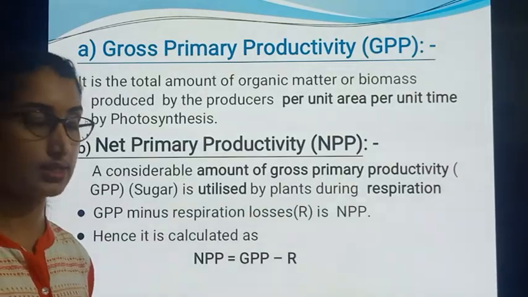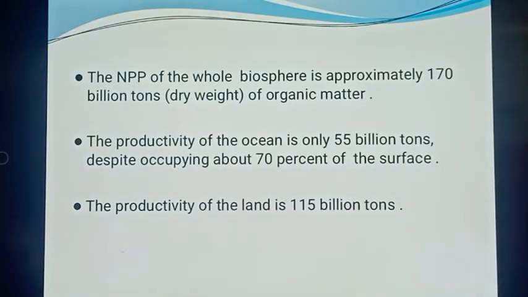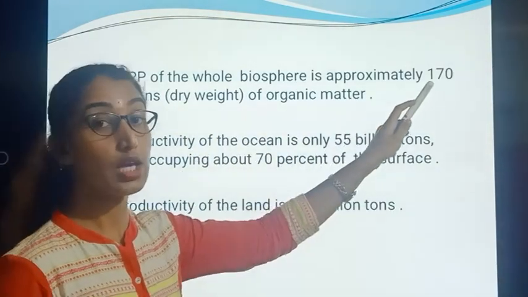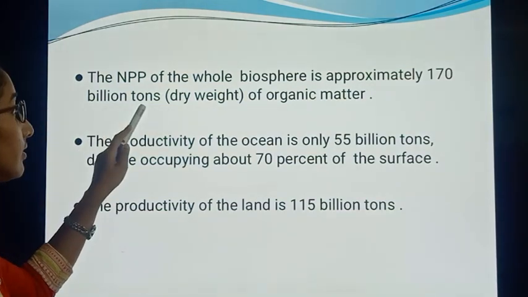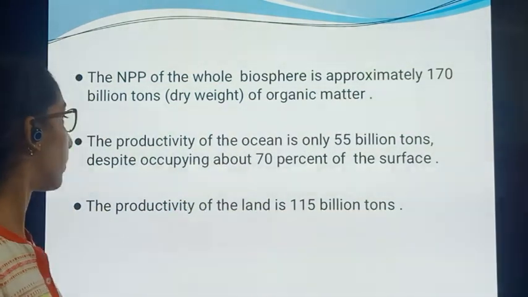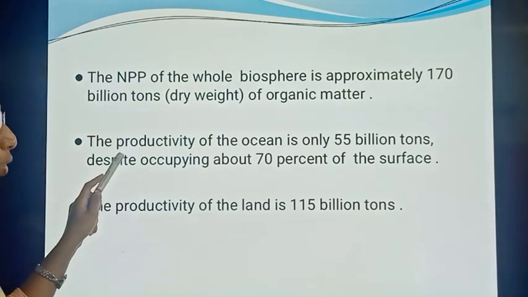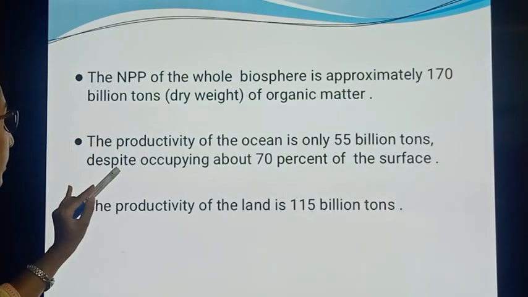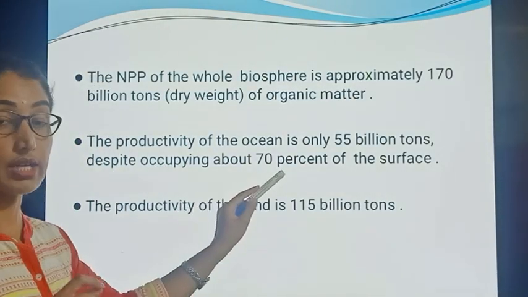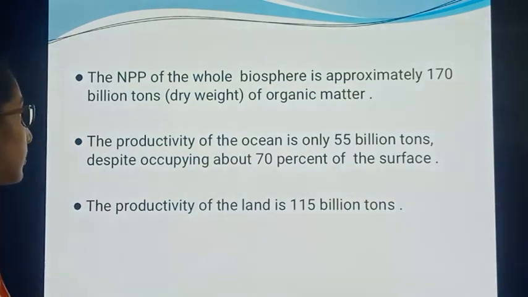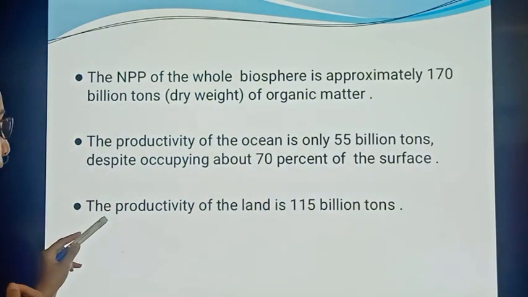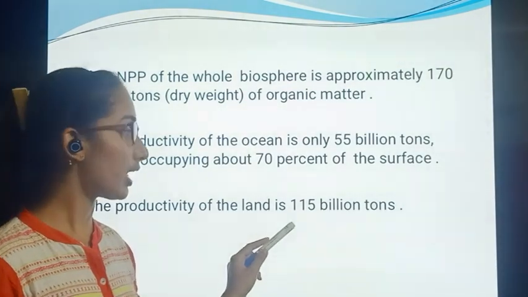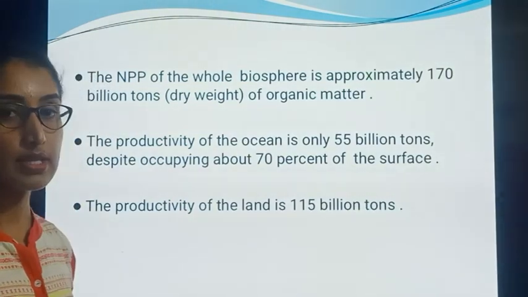The NPP of the whole biosphere is approximately 170 billion tons of organic matter. The productivity of the ocean is only 55 billion tons, despite occupying about 70% of the surface of the earth. Next, the productivity of the land is 115 billion tons.